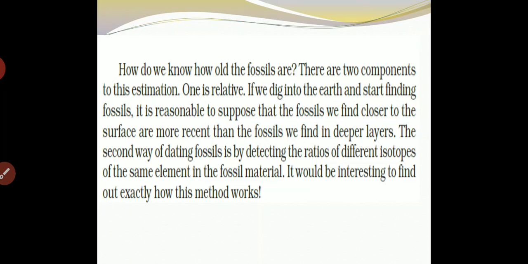The second way of dating fossils is by detecting the ratio of the different isotopes of the same element in the fossil material. It will be interesting to find out exactly how this method works, by which characteristic we can tell how old a fossil is. So fossils are the preserved traces of different organisms.